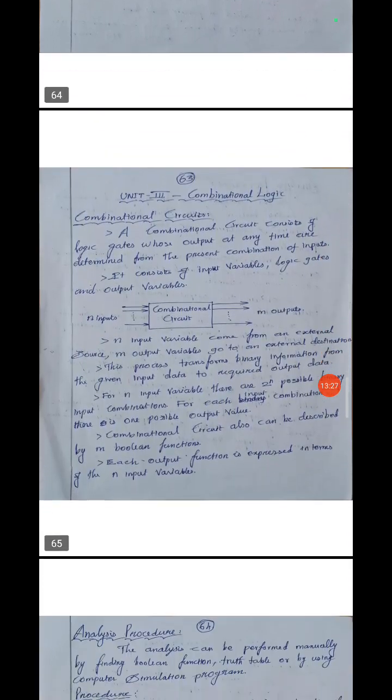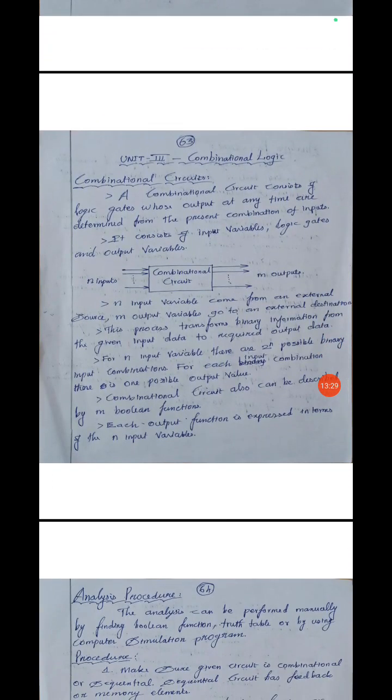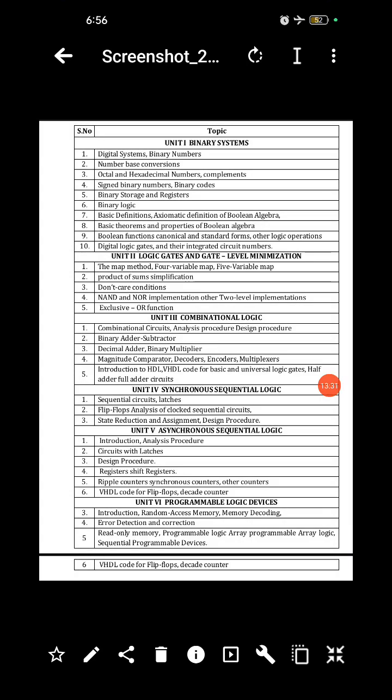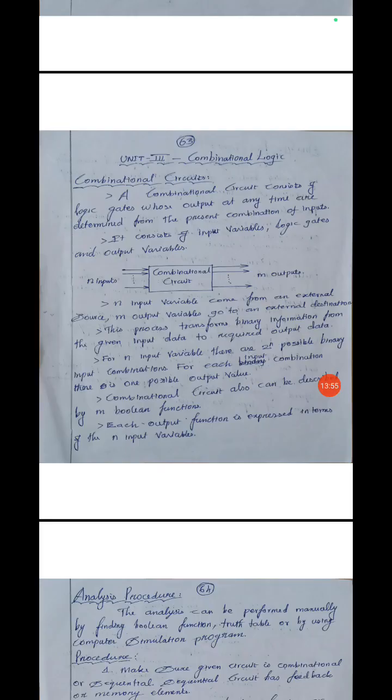Then after that, unit 3. In unit 3 we have different topics, that is combinational logic. In a combinational logic circuit we have an analysis procedure and a design procedure. Then binary adder, subtractor, decimal adder, binary multiplier, magnitude comparator, decoder, encoder, multiplexer, then VHDL code. These are the different topics in unit 3, which is the combinational circuit.